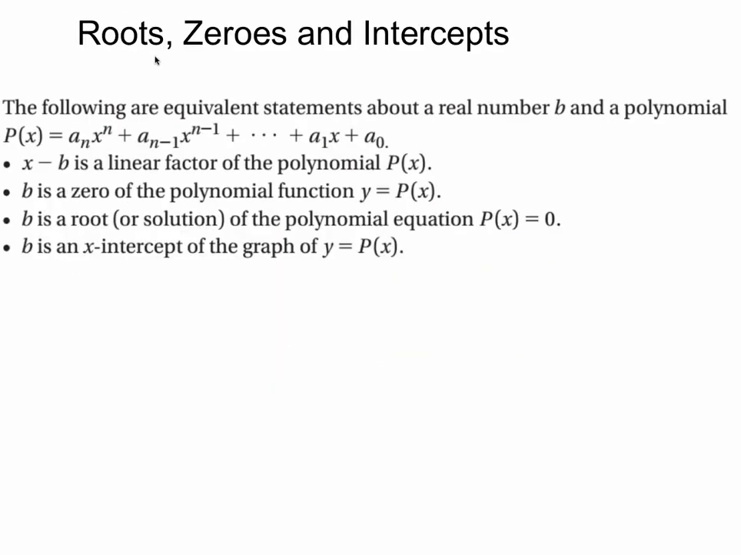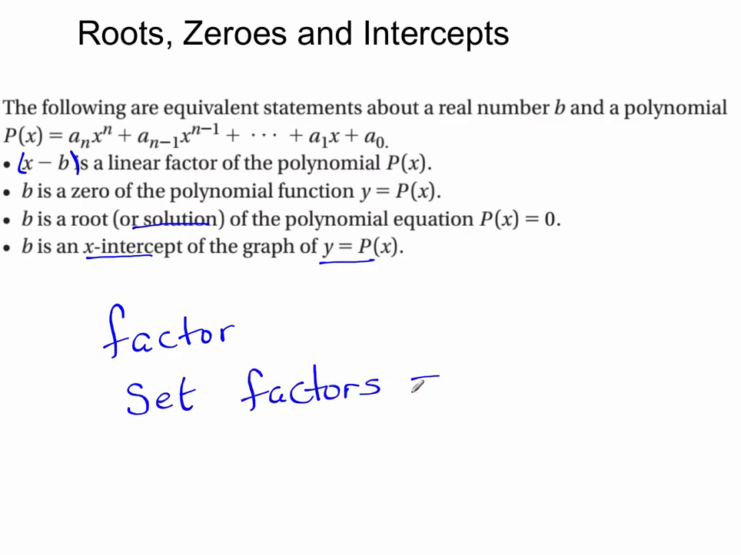Let's talk about roots, zeros, and intercepts. These all mean the same thing. X minus b is a linear factor is an equivalent statement to b being a 0 of the polynomial, or b being a root to the polynomial, or b being a solution to the polynomial, or b being an x-intercept of the graph. So we're always asking for basically the same thing. You want a factor, set the factors equal to 0.